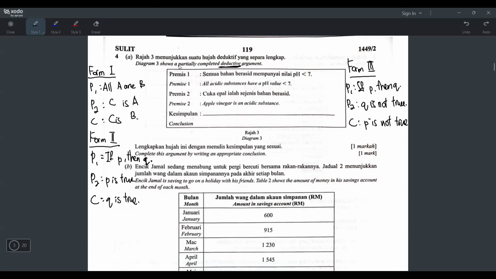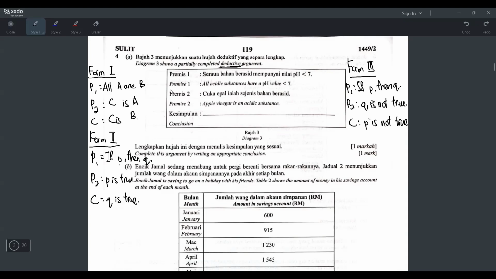So now they say diagram 3 shows a partially completed deductive argument. So dia bagi premise 1, premise 2, and then bawah sini kata complete this argument by writing an appropriate conclusion. So premise 1, they say all acidic substances have a pH value less than 7. Apple vinegar is an acidic substance. Conclusion, apple vinegar has a pH value less than 7 lah.